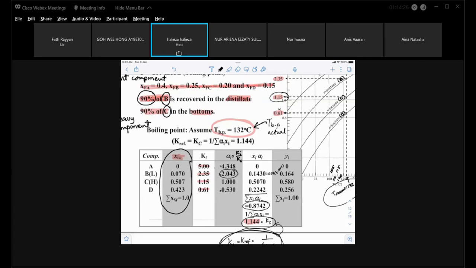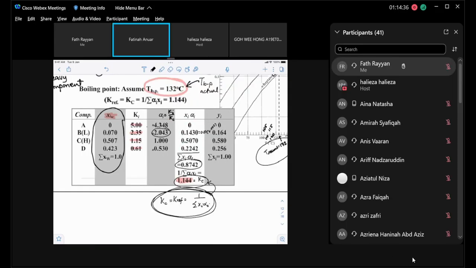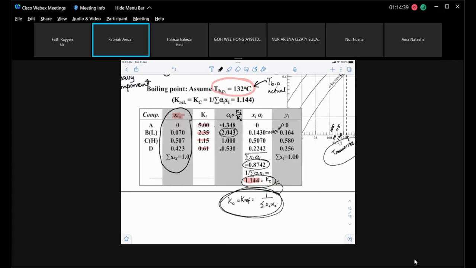Any other questions? Doctor, yes. I have a question. If the 1 over alpha i xi is not equal to the K reference, then do we assume another boiling point? Yes. Okay, that means we have to redo the steps again, right? Yes. You will use the next temperature that you got based on the calculated K value. The next temperature will be your starting point for the second trial. That's how it's done. It's iterative.